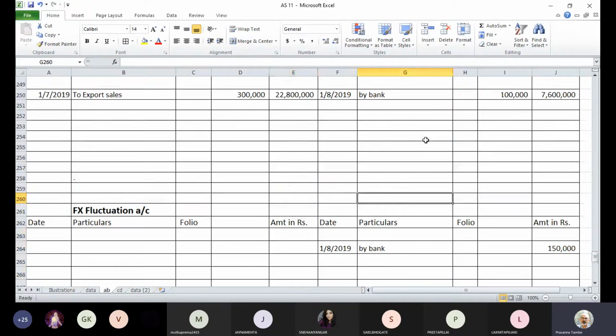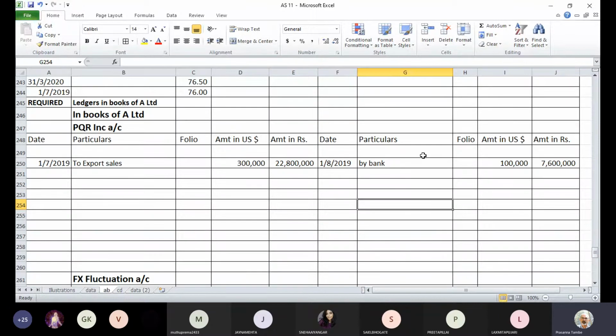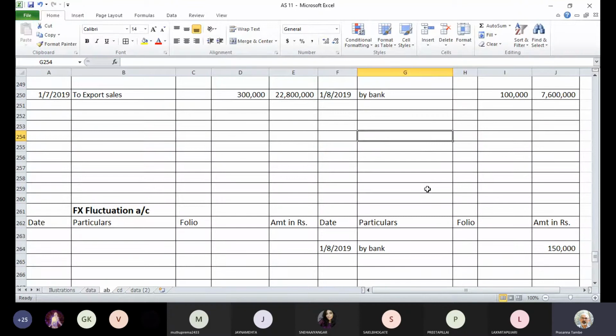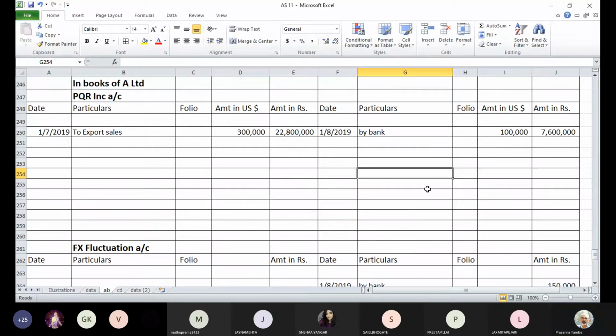So entry will be bank account debit 77,50,000 to party account, that is PQR Incorporated account 76 lakhs, to FX fluctuation account 1,50,000 rupees. Is everyone clear with this entry? The first realization. Can we proceed? Yes, sir. All of you have recorded the entry?